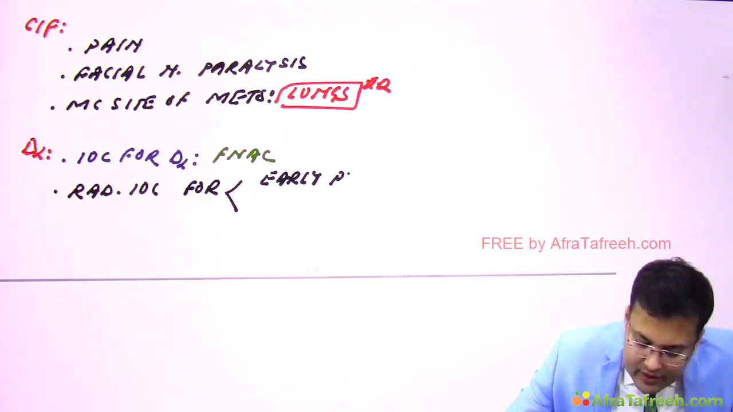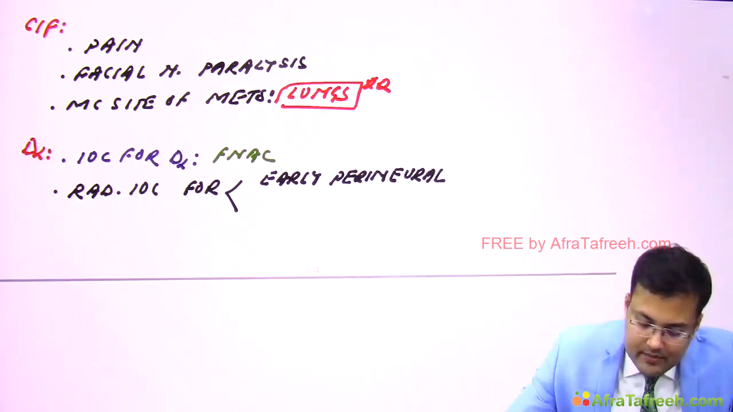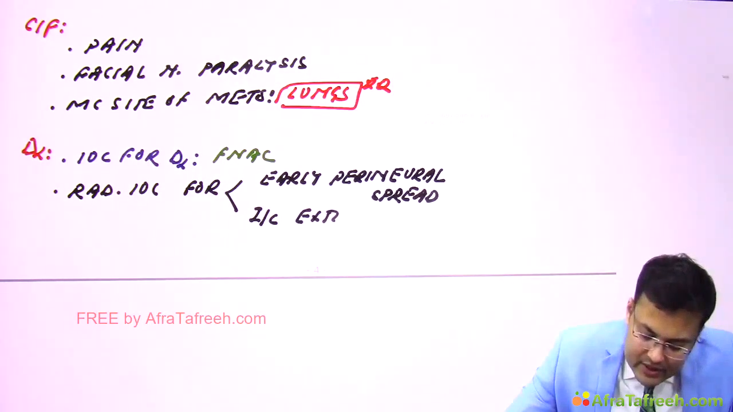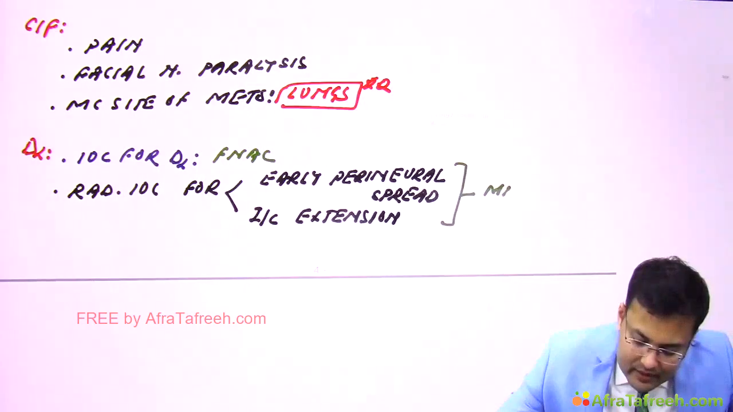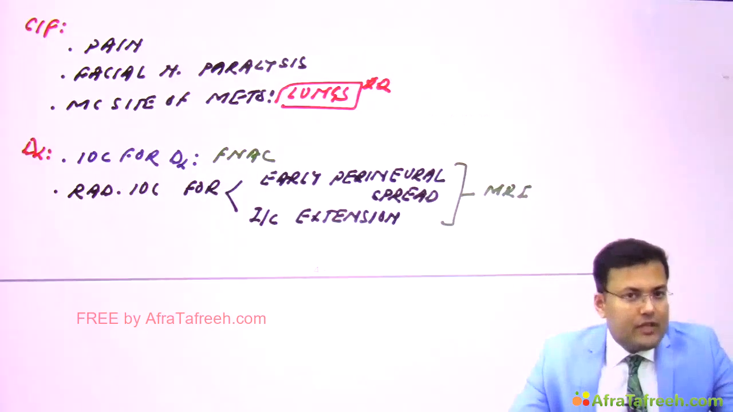And second important question, radiological investigation of choice for detection of early perineural spread and detection of intracranial extension. Clear? And what's that investigation? It's MRI. Clear?